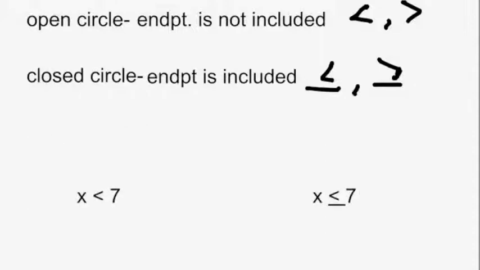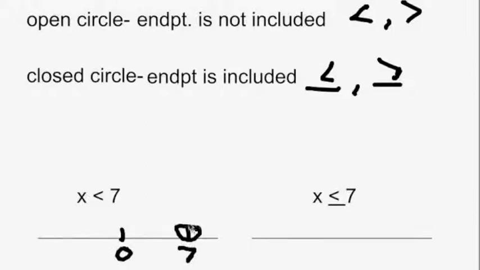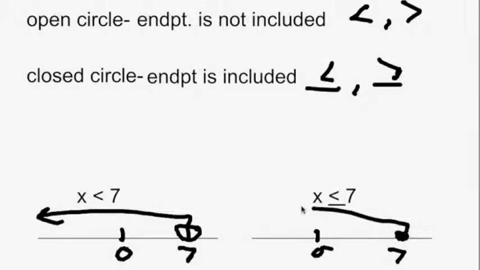So let's consider the two inequalities of x is less than 7 and x is less than or equal to 7. So this is what we've done on the previous slide. So it's 0 and 7. It's an open circle because it's less than, and then the arrow goes out. On this one, however, it is less than or equal to. So you would put a closed circle on 7, and the arrow would go out the same way. So the only difference between the two graphs is the closed circle versus open circle.